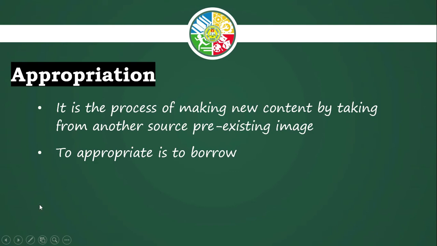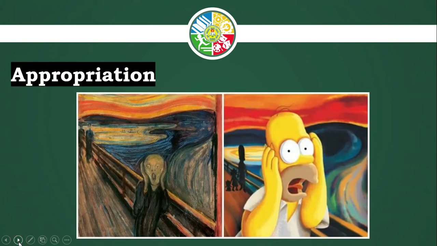To make it clear, let us proceed to the example. So we have here two pictures. The first one is the original painting, which is The Scream, and then the second picture is a recreation of this original painting. It has the same content, but the difference is the subject. We have our main subject there, a character from The Simpsons. So this is an example of appropriation.